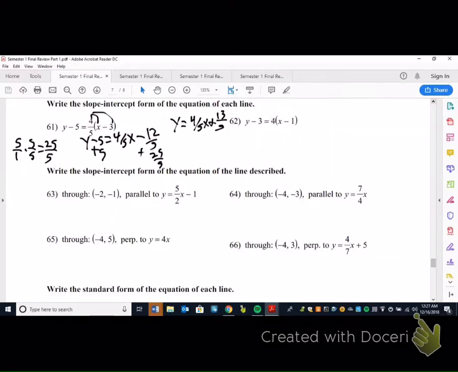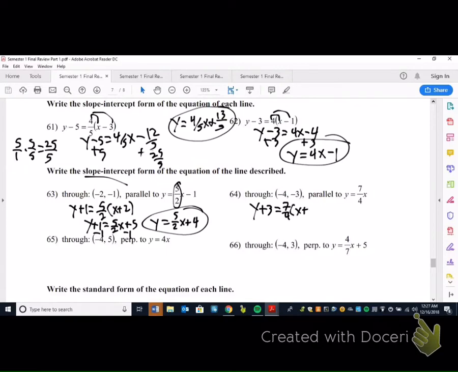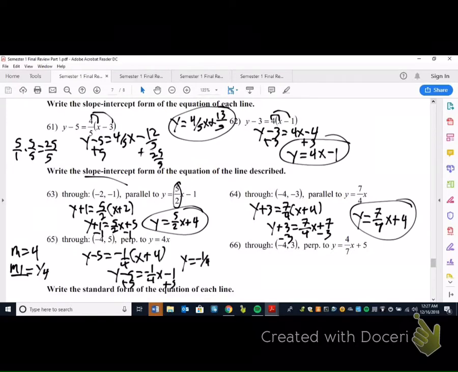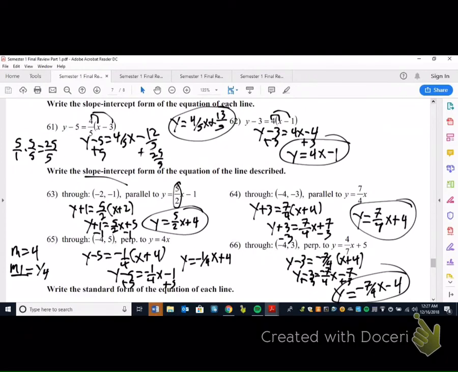So 63, we know that parallel slopes are identical and perpendicular slopes are negative reciprocals. So we have a point, and so we can write it in point slope, and then we can transfer that point slope into slope intercept. Like so. Like so. Like so. And finally that for 66.